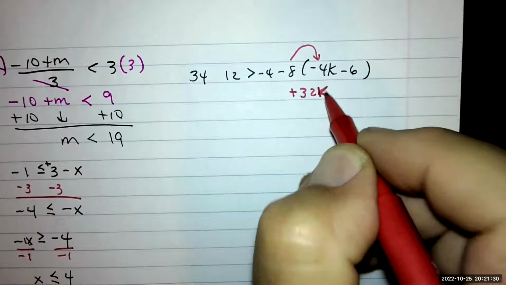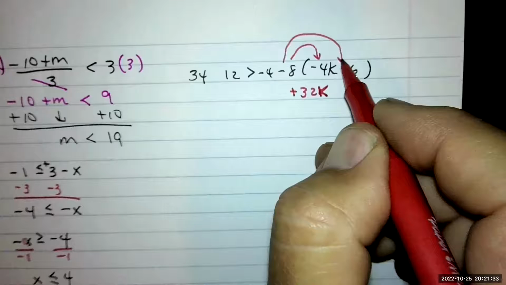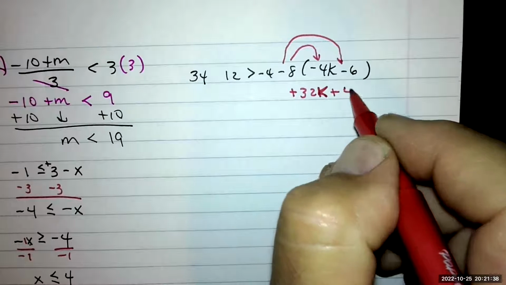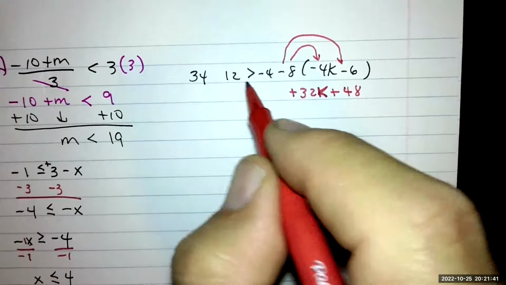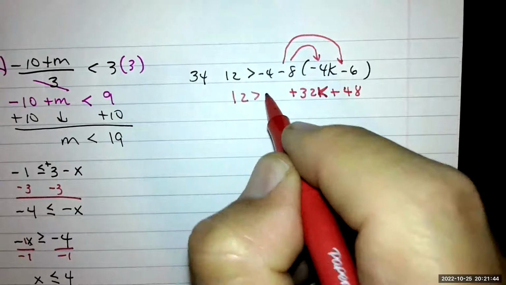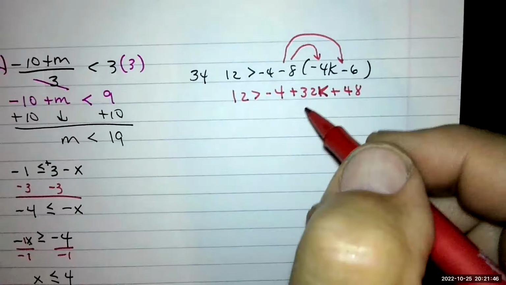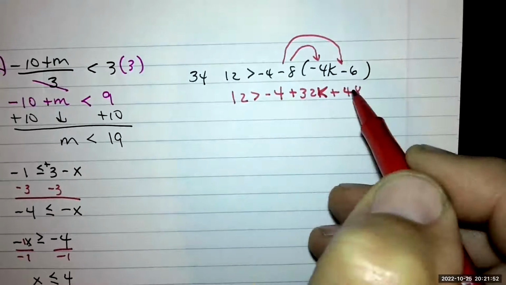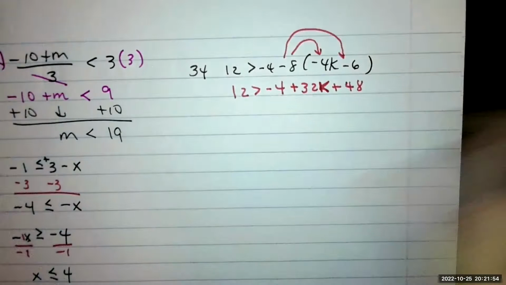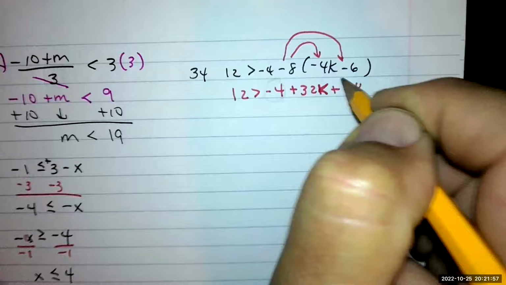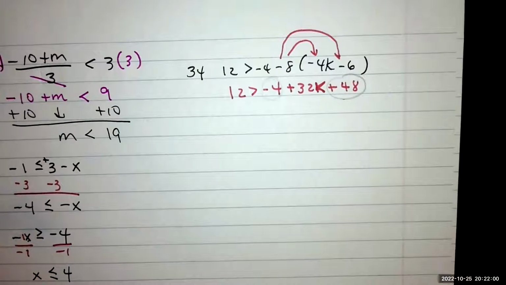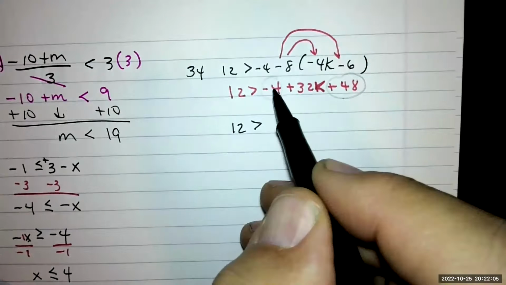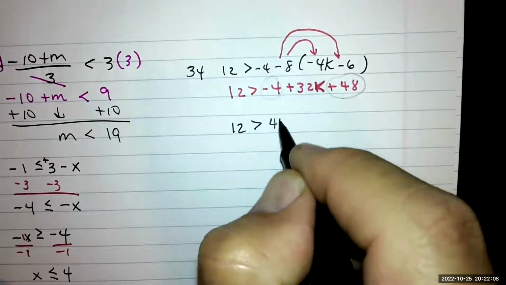I can put a k there. All right, then -8 times a -6. Negative times negative makes a positive, and 8 times 6 is 48. I'm just going to rewrite this one. So this is going to be 12 is greater than -4. All right, so this is like our equal sign. We can combine like terms here. See the -4 and the 48, I'm going to circle these. They're like terms, so we're going to combine them. So 12 is greater than. 48 minus 4 is 44. And I'm just going to put 44 here.